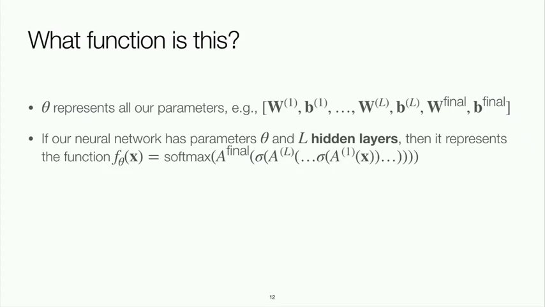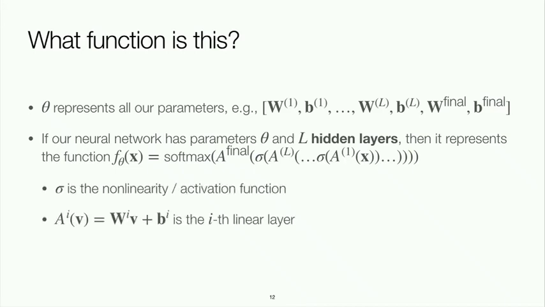So if our neural network has these parameters theta, and it has L what we call hidden layers, these nonlinear layers we can also call hidden layers, then what function does it represent? It's a pretty complex function, but it's best to read this from the inside out. So we start from X, and we apply this function that we're going to call A1. What is A1? A1 is just a shorthand for this linear transformation Wx plus b, because I didn't want to write out Wx plus b for all of these different layers.